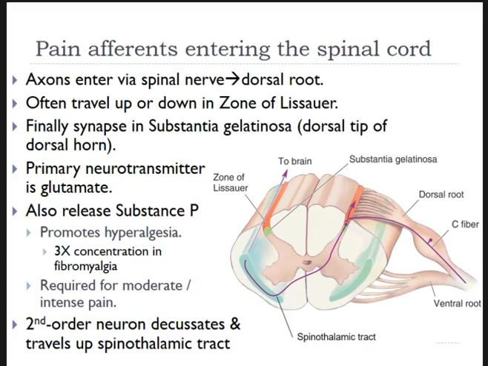So it says on the slide here, it promotes hyperalgesia. Hyperalgesia just means hypersensitivity to pain. So we're kind of just amplifying everything whenever substance P is being presented.